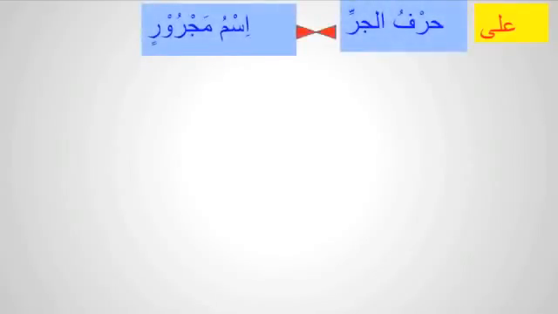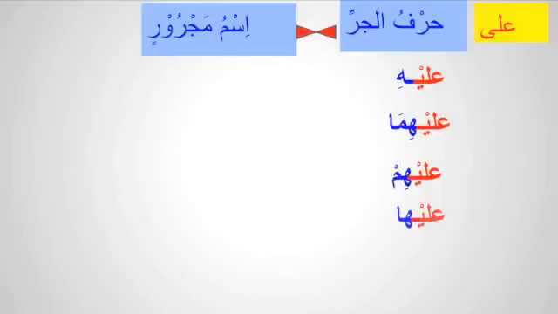So we'll say ala. Another harf jar and ism majroor, most commonly used in many places in everyday life. We say alayhi. Ala is upon, alayhi means upon him, alayhima, upon them; alayhim, upon them; alayha, upon her; alayhima; alayhinna.